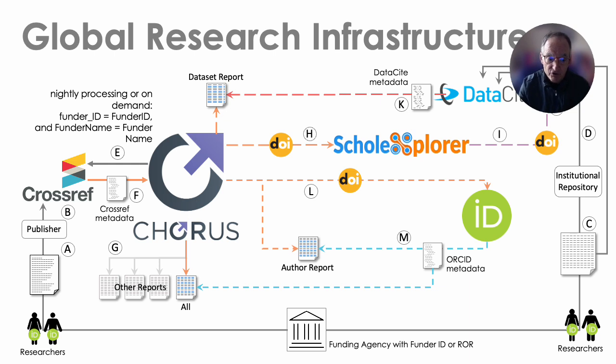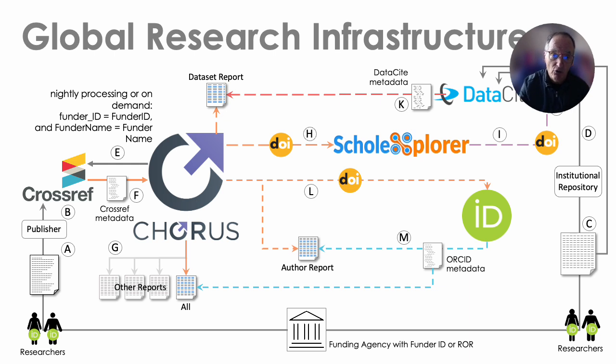The global research infrastructure, as viewed through Chorus, is by far the most complex data journey that we're talking about today. Some aspects of it are shown in this fairly complex picture that we're not going to go through. There is a reference in the notes to a blog post that describes this in more detail.